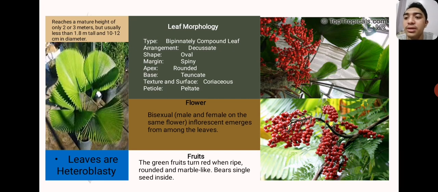Flower is bisexual, male and female on the same flower. Inflorescence emerges from among the leaves. The fruits are green, turning red when ripe, rounded and marble-like, bearing a single seed inside. The leaves are heteroblastic.